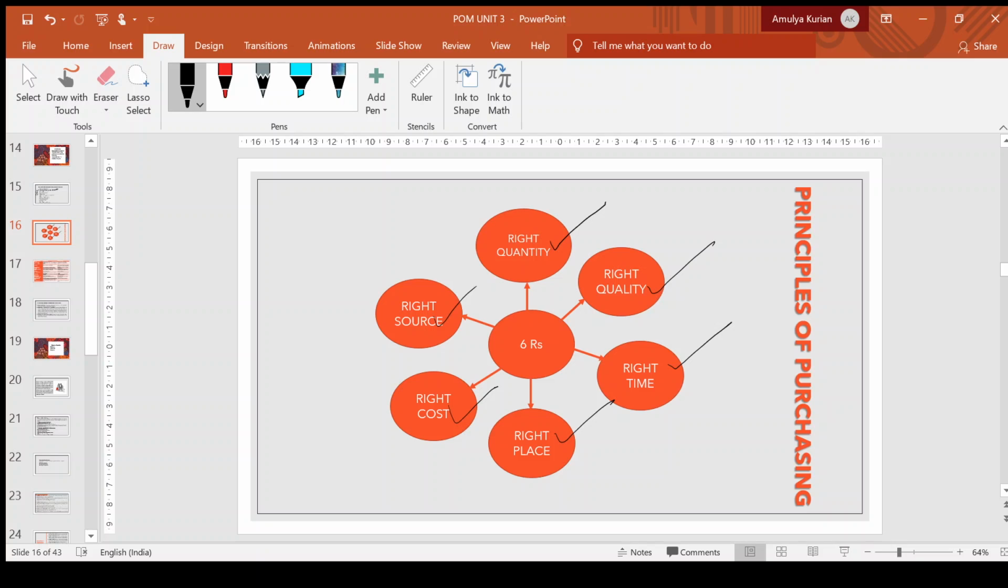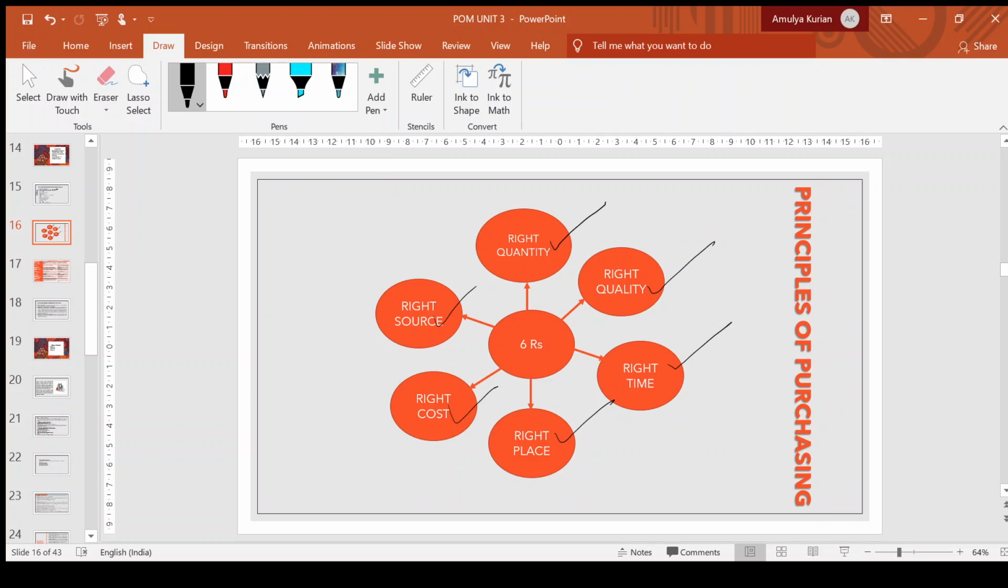And right price is that price which brings the best ultimate value of money invested in the purchasing of material. So these are the principles of purchasing. So 6 R's, just remember this: right quantity, right quality, right time, right place, right cost, and right source. These are the 6 R's, or 6 principles of purchasing.